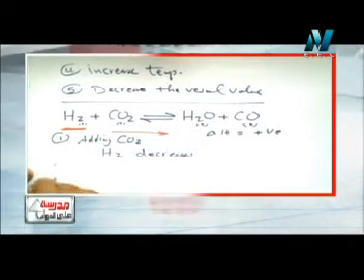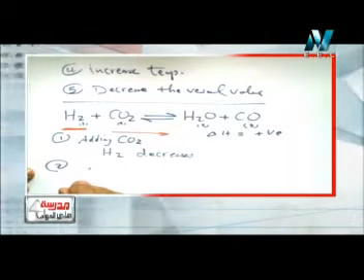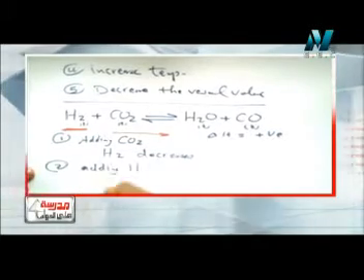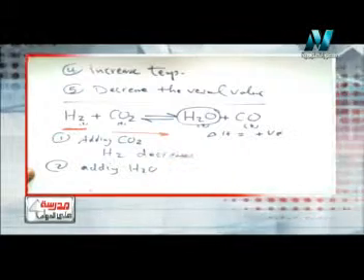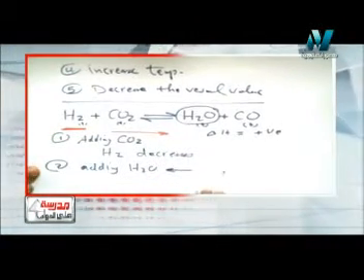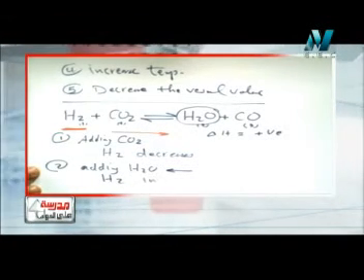So adding CO2 will shift the direction forward, so concentration of hydrogen decreases because it goes to the other side. Number 2, adding more water vapor, H2O. According to Le Chatelier, the reaction will shift backward toward hydrogen, so concentration of hydrogen increases.